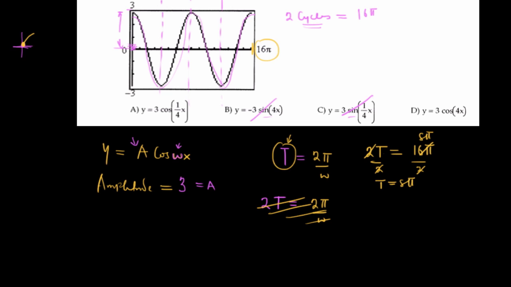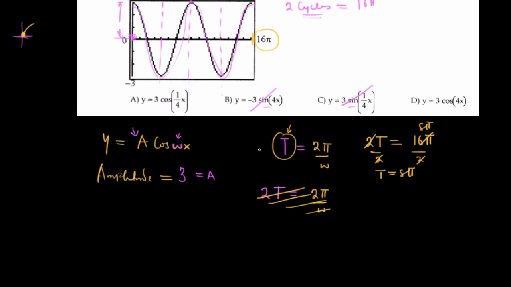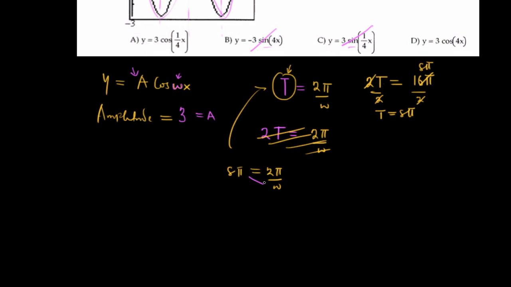Now since t equals 8 pi, I'm going to substitute it in here. So what you have is 8 pi equals 2 pi divided by omega. Now to find omega, you're going to cross multiply. So when you cross multiply, you have omega times 8 pi equals 2 pi. To find omega, you divide both sides by 8 pi. So pi cancels pi. 2 in 8 is going to give you 4. So this is 1 all over 4. So your omega equals 1 divided by 4.